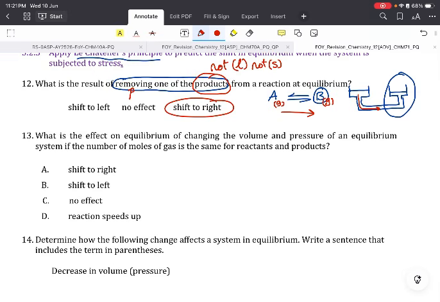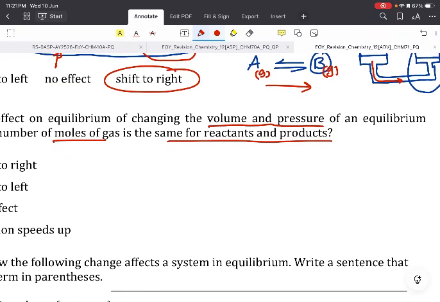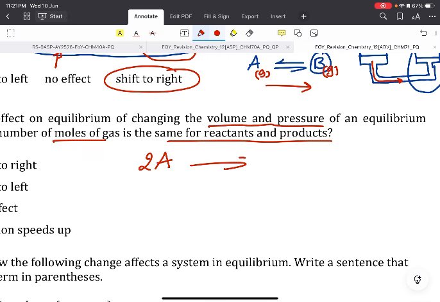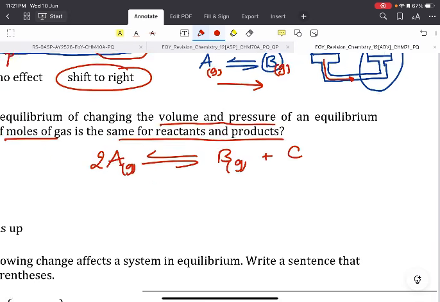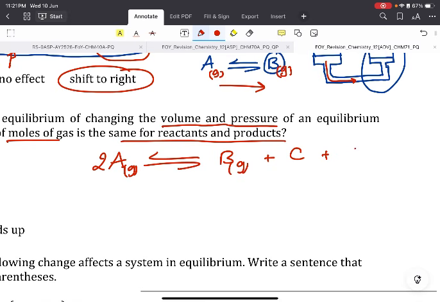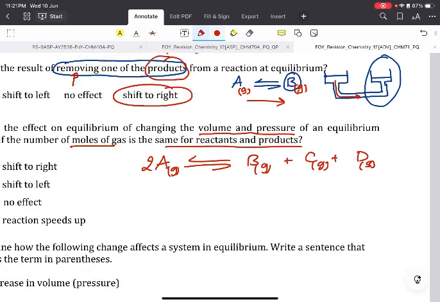So what is the effect on equilibrium of changing the volume and the pressure of an equilibrium system if the number of moles of gas is the same for reactants and products? Now let's give another example. If I have 2A giving B plus C, and this is gas, this is gas. Let me put again D. This is gas and this is solid.